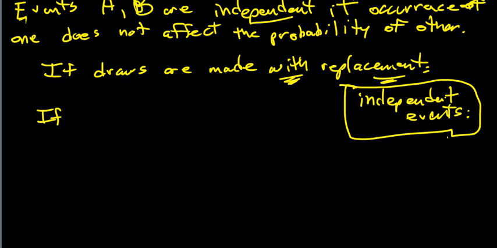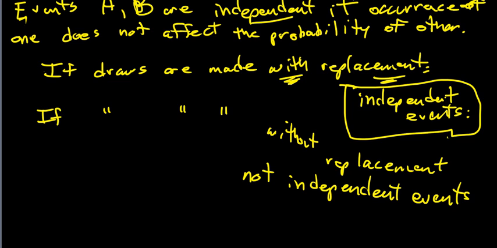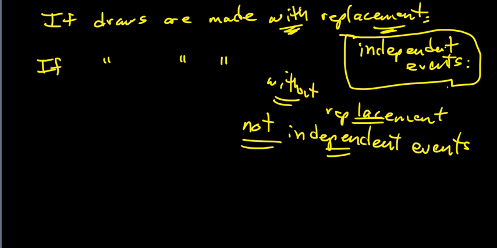Alright, if draws are made without replacement, well, that's really a code word for not independent events, just like it was in the last example we did. We chose those lie detector subjects without replacement, and we saw we had to make changes down the line.